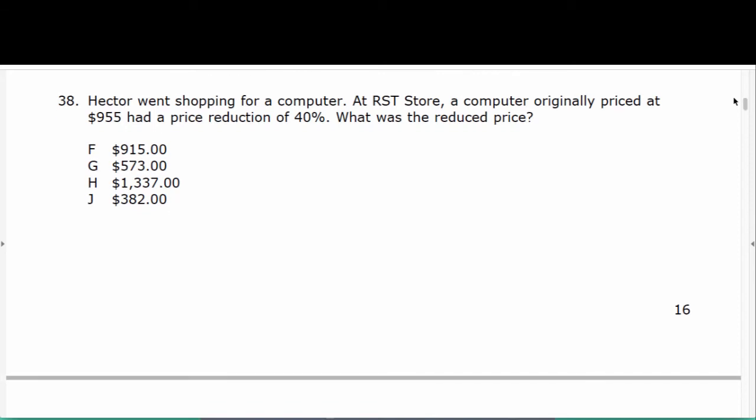Question 38. Hector went shopping for a computer. At RST Store, a computer originally priced at $955 had a price reduction of 40%. What was the reduced price? F. $915. G. $573. H. $1,337. J. $382.